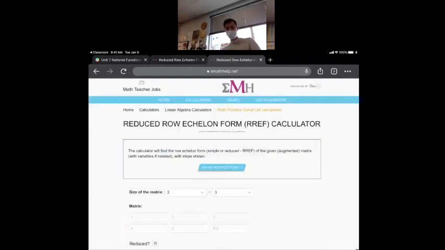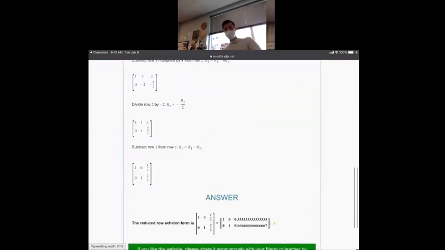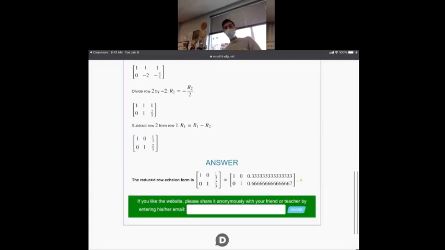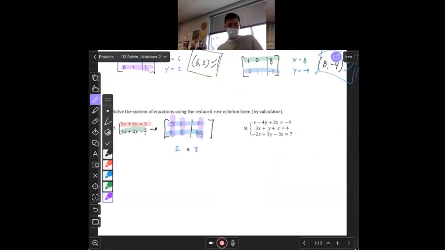It just takes a couple seconds to do it, but you'll need to scroll down. It goes through and shows you what it's doing, so it shows you all the steps. And there's the answer matrix. So 1, 0, 1/3, 0, 1, 2/3. So that's what I'm going to write down. 1, 0, 1/3, 0, 1, 2/3. Don't worry about the decimal stuff. So 1, 0, 1/3; 0, 1, 2/3. So just like before, you guys just interpret that, and you're done.